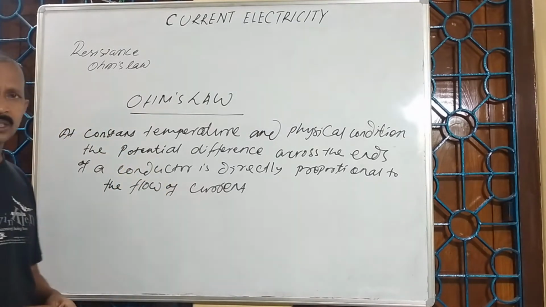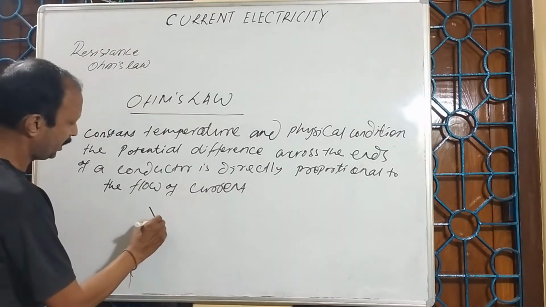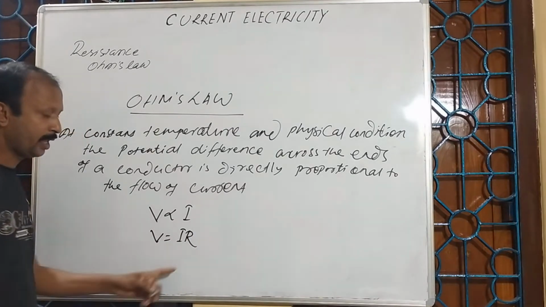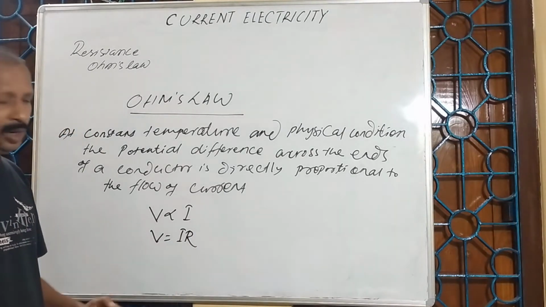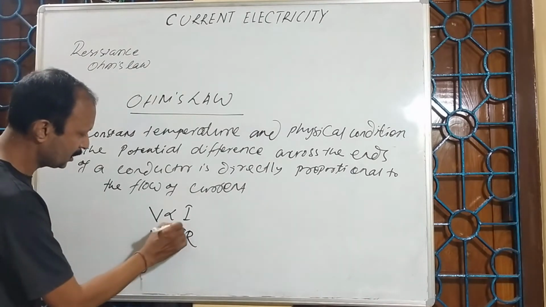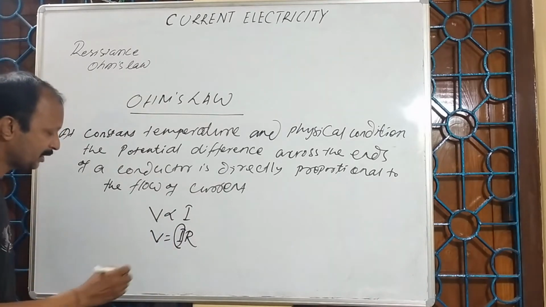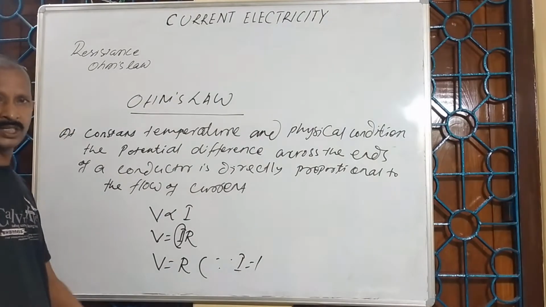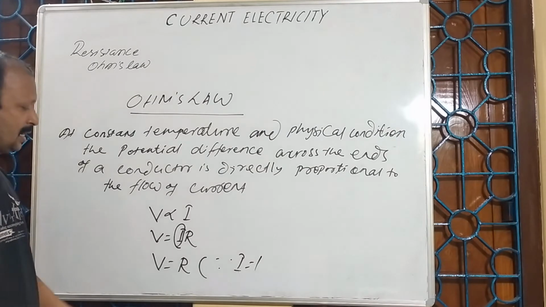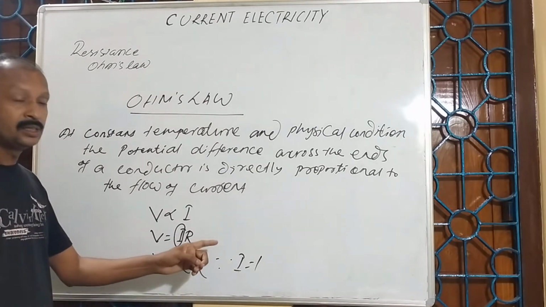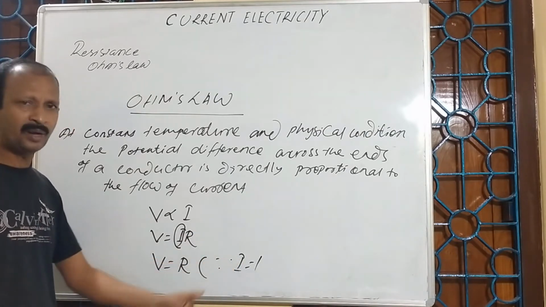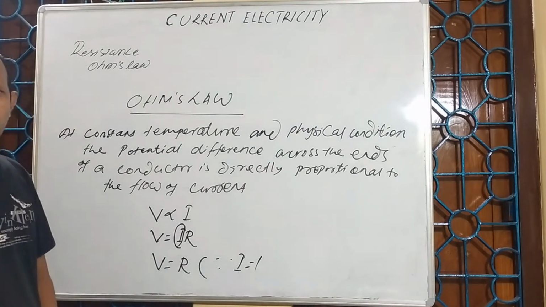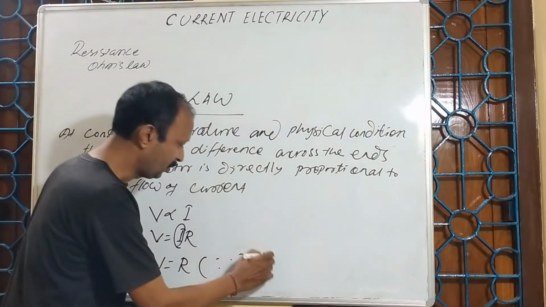When the potential difference increases, current also increases. So mathematically I can say that V is proportional to I, or I can write that V equals IR, where R is a constant of proportionality, which is called resistance. If the current is equal to 1 ampere, if there is a unit current, I can say that V equals R. Since I is equal to 1, resistance is numerically equal to the potential difference across the conductor when the flow of current through it is unit. Or you can say that if 1 ampere of current flows through this conductor, then the resistance of the conductor is equal to the potential difference. I equals 1, V equals R.